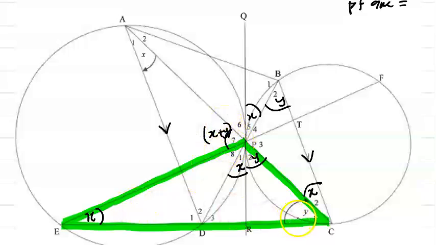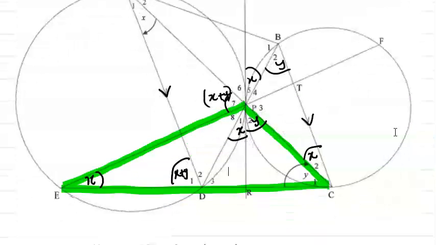But if I also look at it from another perspective, I've got parallel lines here, so that will also be X plus Y. That's corresponding angles, and D1 will equal P7, and that will be angles in the same segment. So I've got alternatives here. Let's write down both of those solutions.